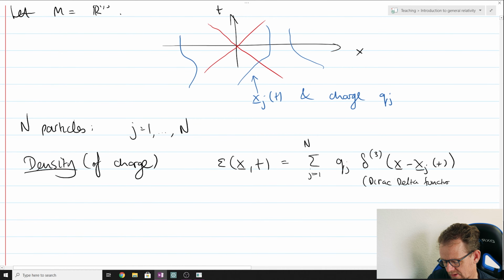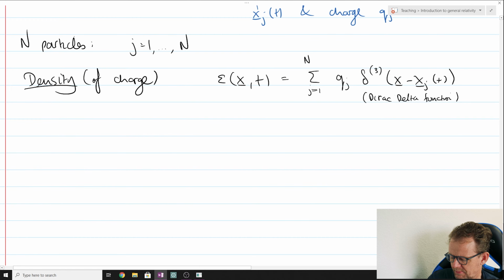One of the prerequisites of this course is that you know calculus, linear algebra, and basic physics, and the Dirac delta function is covered in multiple ways during the first year of most physics degrees. So the density of charge throughout space at a given time slice is a bunch of delta functions. So there's no charge where there's no particle, and there's an infinite charge where the point particle is. But of course, when you integrate over all of space, that'll give you the total charge. It'll give you a finite number.